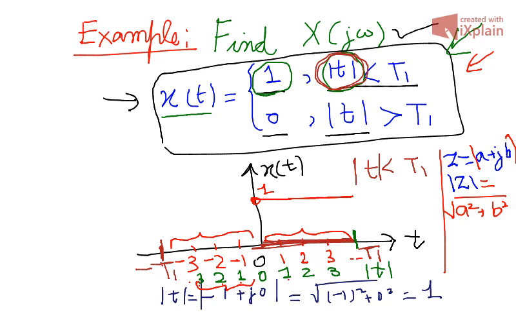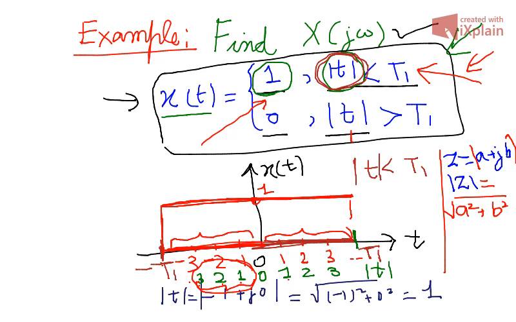So these positive values, the absolute values in this range, are also less than t1, right? For the absolute value less than t1, the signal is unity. So this particular range towards the left of 0, for which all these absolute values are less than t1, the signal is unity in this range as well. So the signal is basically 1 from minus t1 up to t1.